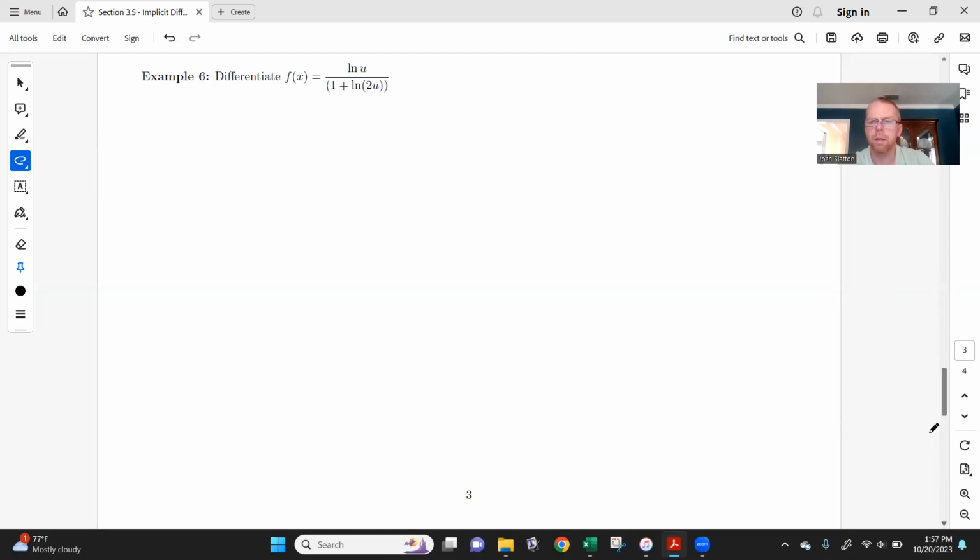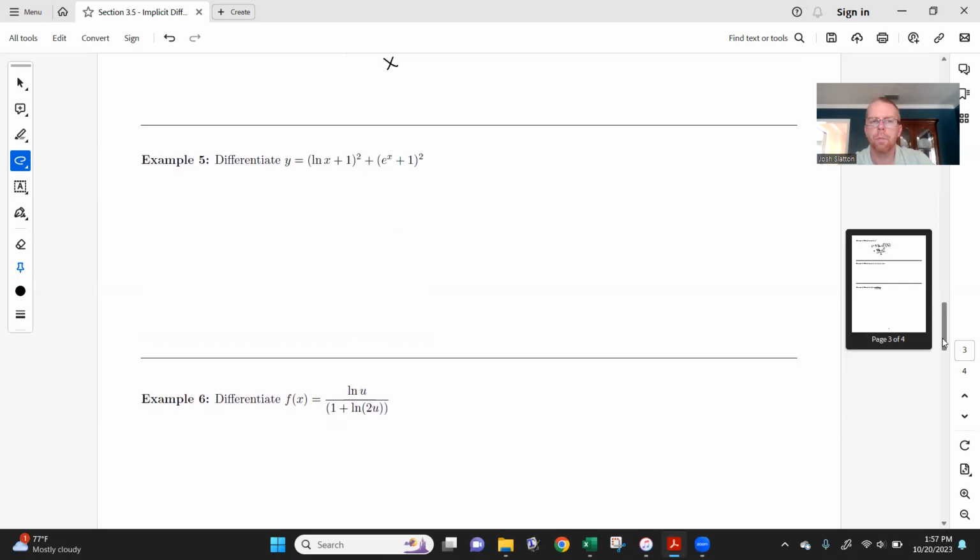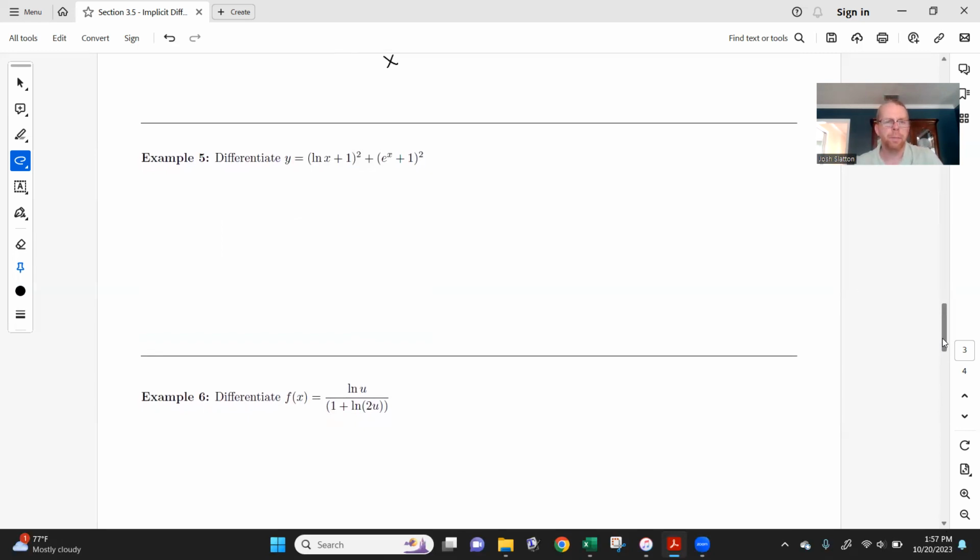All right, so now this one, again, looks like a fairly complicated function, but it's not too hard. Just take it piece by piece. So differentiate this one.